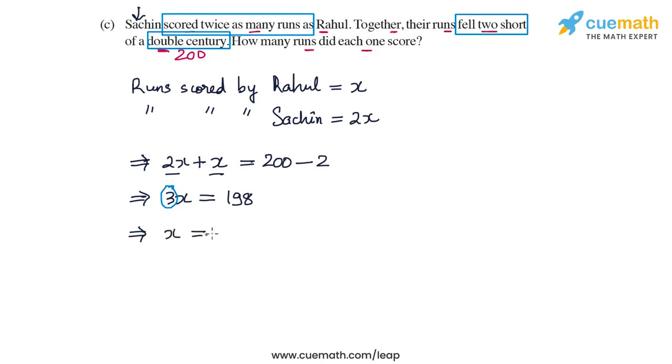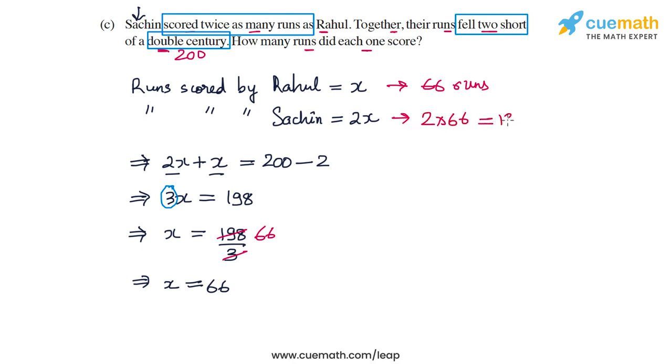So we get x is equal to 198 by 3. What is 198 by 3? You can calculate that it is 66. So the value of x is 66, which means that runs scored by Rahul, which is x, is 66 runs, and the runs scored by Sachin is 2 into 66, which is equal to 132. So Sachin scored 132 runs, and this is the answer to part C of the question. And with this we have completed the whole question.